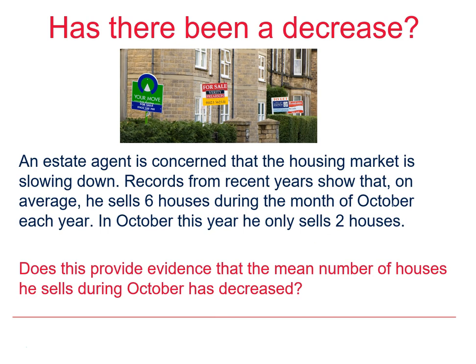We have a scenario where we know an average that has existed, and that's selling 6 houses during the month of October, so we have an average for a particular time period. And we have some information that this October he has only sold 2 houses. And we need to carry out a hypothesis test to see whether there's evidence that the mean number of houses sold during October has decreased.